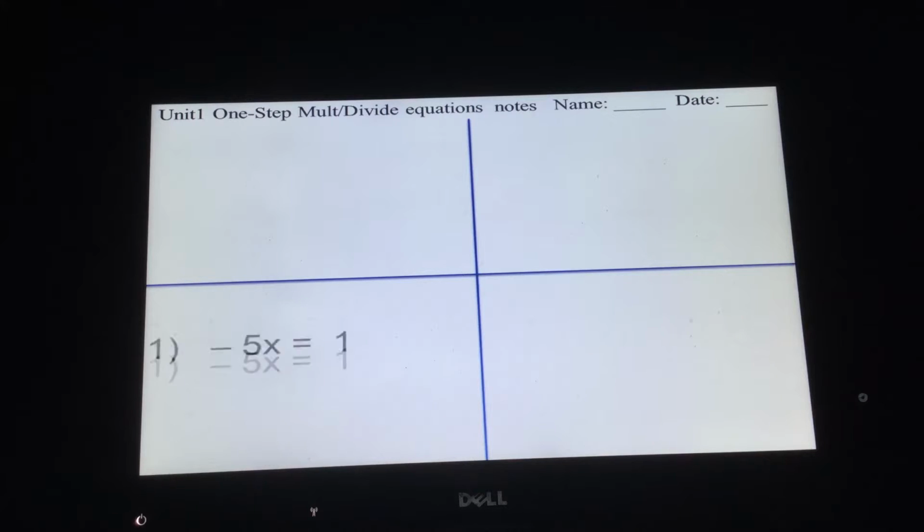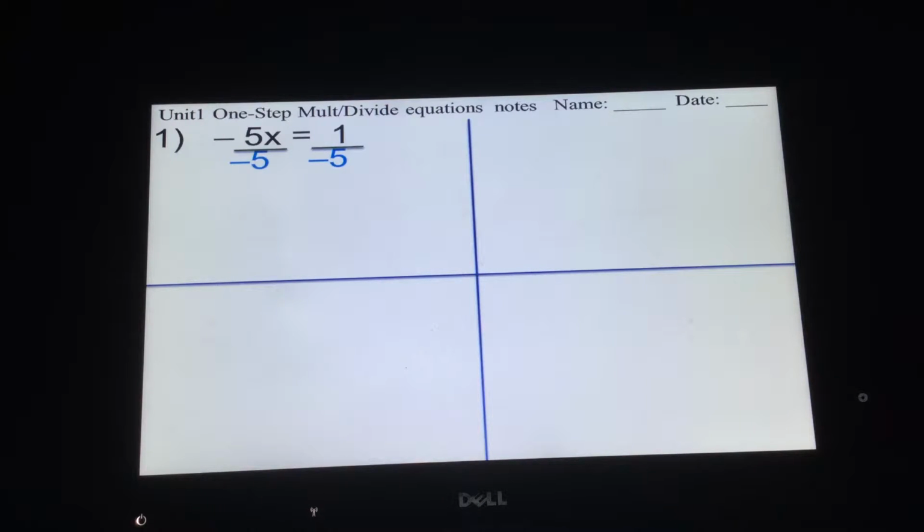So number one, let's go ahead and write this down. Negative 5x equals 1. So what's being done to x right now? It's being multiplied by negative 5. What you need to do is the opposite operation so that you can get the x by itself. The opposite of multiplying by negative 5 is dividing by negative 5. But whatever you do to one side, you have to do to the other side. So we're going to divide both sides by negative 5.